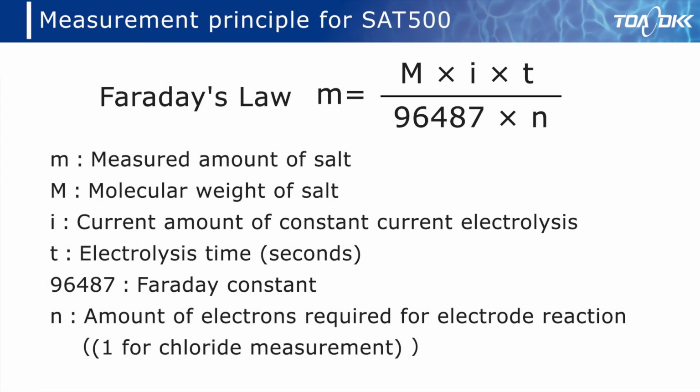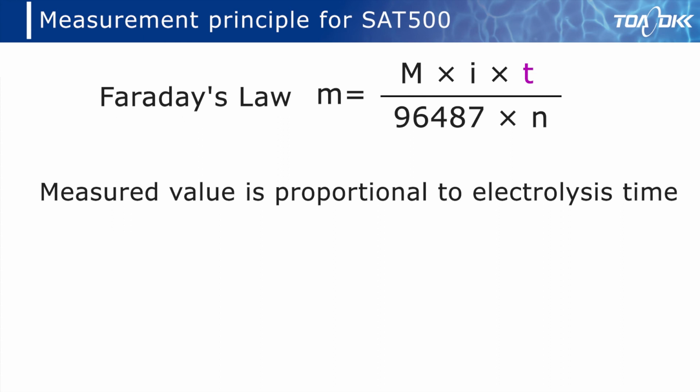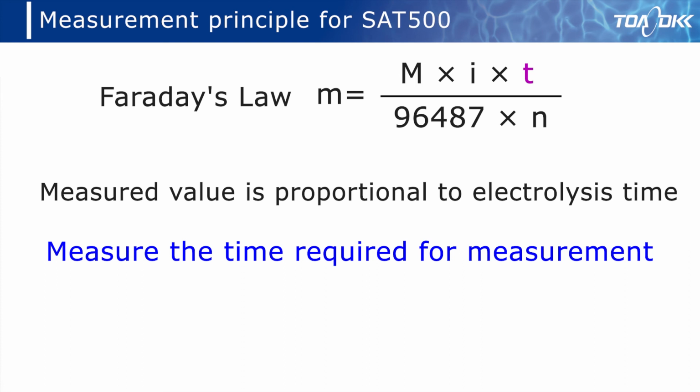The amount of electricity required to eliminate chloride ions is measured, and the salinity is calculated from Faraday's law. In this equation, the measured value is proportional to the electrolysis time because the values other than the electrolysis time are constants. In other words, the SAT-500 measures the time required for measurement.